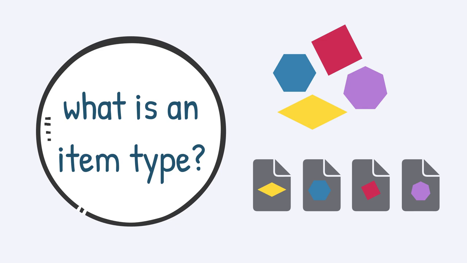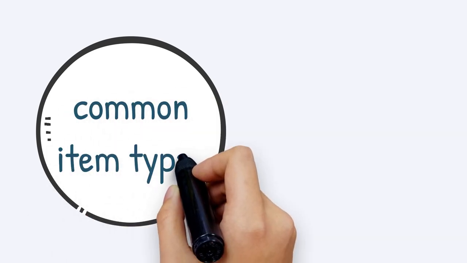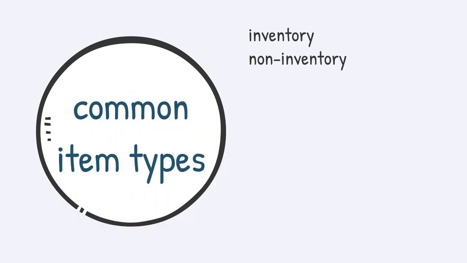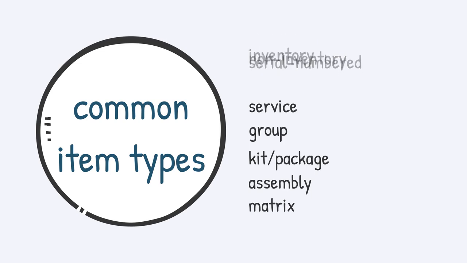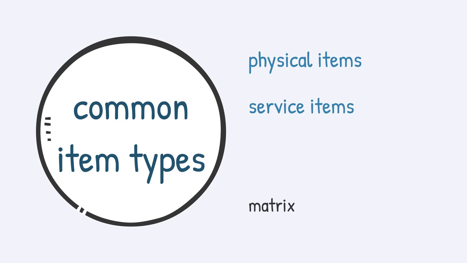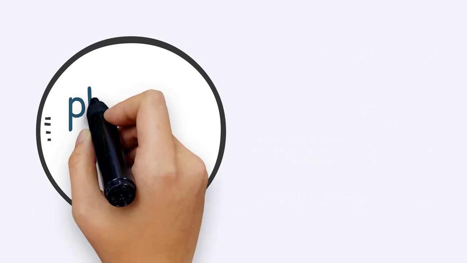NetSuite has about 20 different item types, but we're going to cover only 8 of the more common item types: inventory, non-inventory, serial numbered, service, group, kit package, assembly, and matrix. To better understand these key item types in NetSuite, we're going to break them down into 4 categories: physical items, service items, clustered items, and matrix items. Let's dive in. First, let's look at 3 physical items.